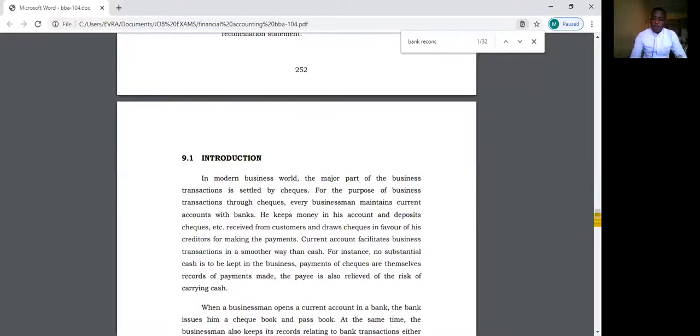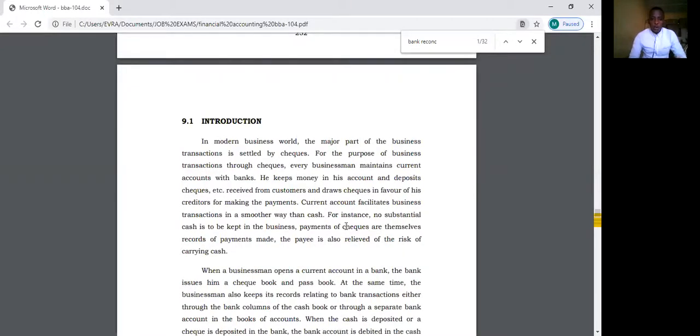So if you are looking for everything about bank reconciliation: when it comes to bank reconciliation, it is somewhat complicated for many others. So here, I'm going to give you the meanings and the different knowledge about this course. What do you understand by bank reconciliation? Let us look at the introduction.